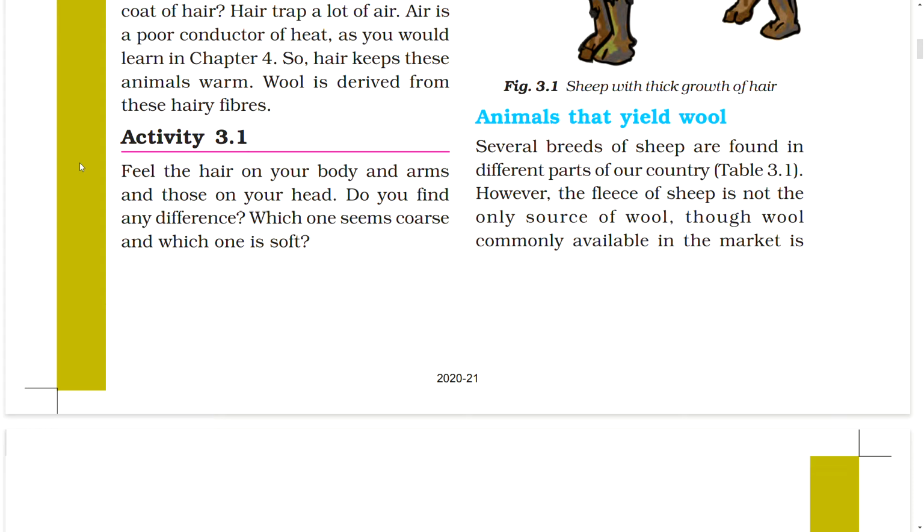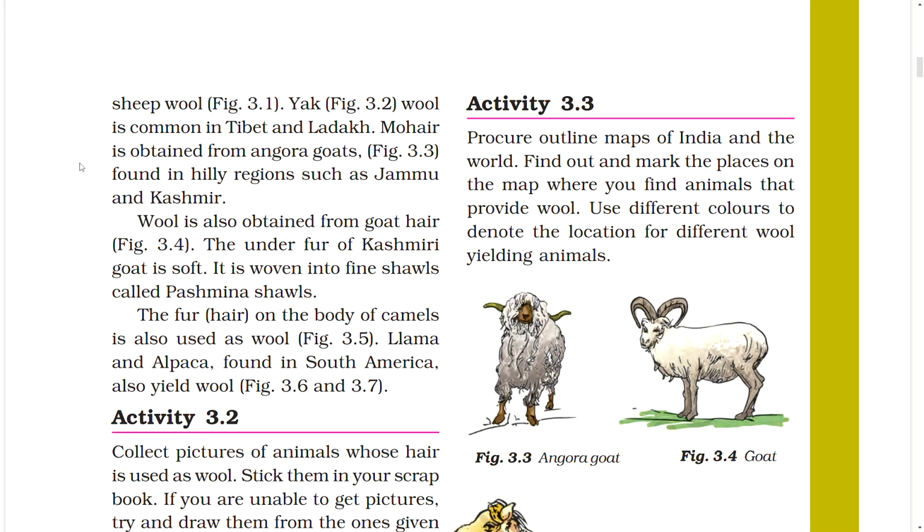However, the fleece of sheep is not the only source of wool, though wool commonly available in the market is sheep wool. Figure: yak. Yak wool is common in Tibet and Ladakh. Mohair is obtained from Angora goats. Figure: found in hilly regions such as Jammu and Kashmir. Wool is also obtained from goat hair. Figure: the under fur of Kashmiri goat is soft. It is woven into fine shawls called pashmina shawls.